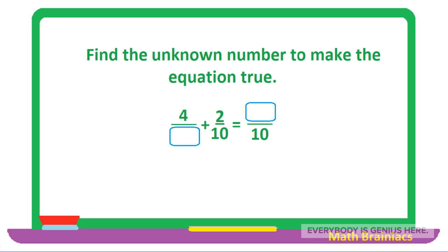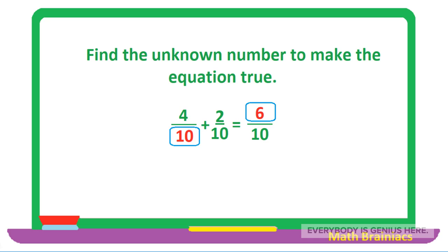On this example, we have two unknown numbers. 4/box plus 2/10 is equal to box/10. Correspondingly, the denominator must be 10 since we are working on like fractions. Therefore, the first unknown number is 10. Now, we are going to add the numerators. 4 plus 2 will give us 6.